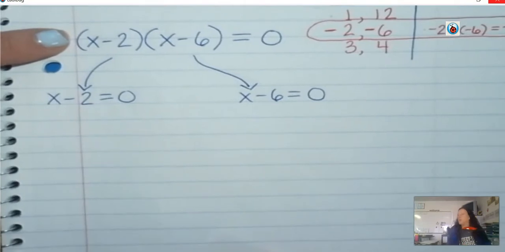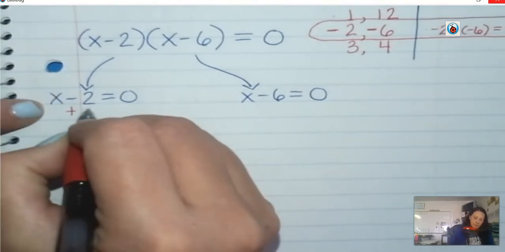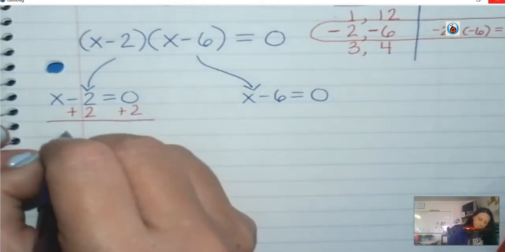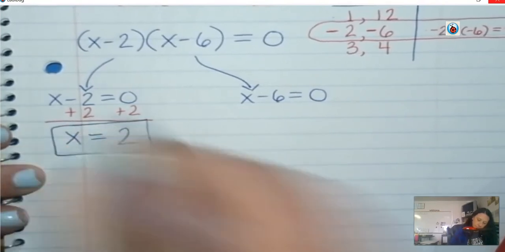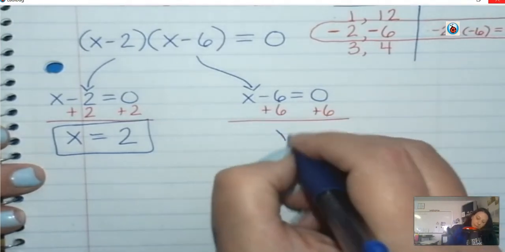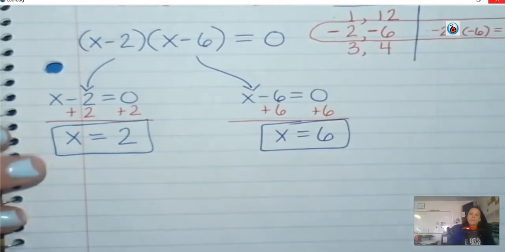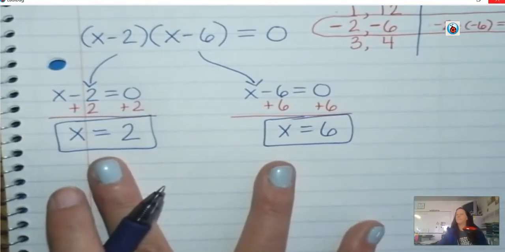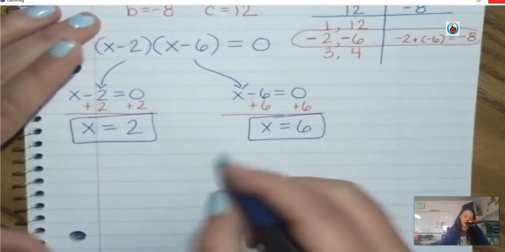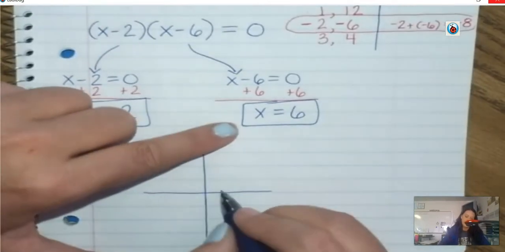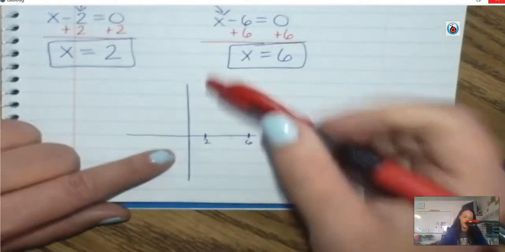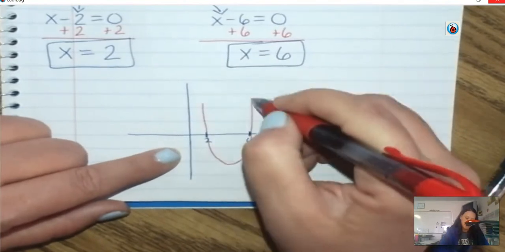If you can do this step in your head, you don't have to show any work here. But solve for x. So add 2 to both sides, and I get x is positive 2. And then on this side, add 6 to both sides, and I end up with x is 6. And there's your two solutions. And that just means this equation, when I graph it, it's going to hit at 2 and at 6. I don't know exactly what this graph looks like, but I'm going to guess something like that.